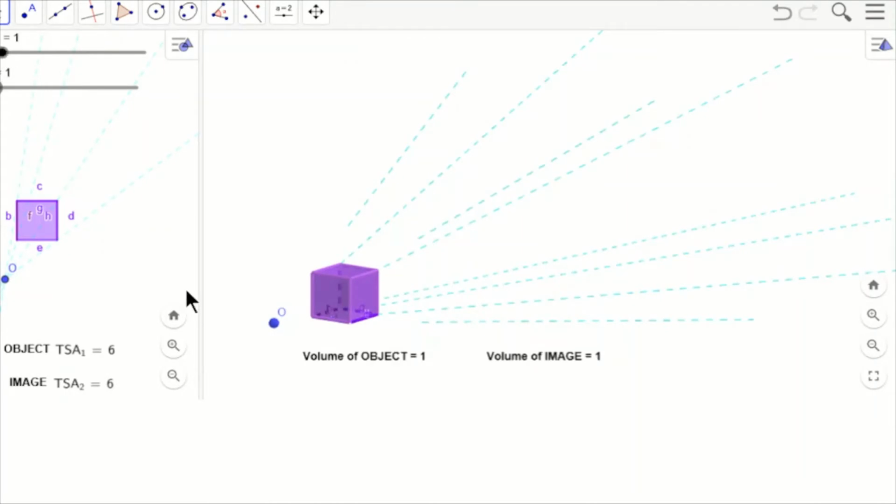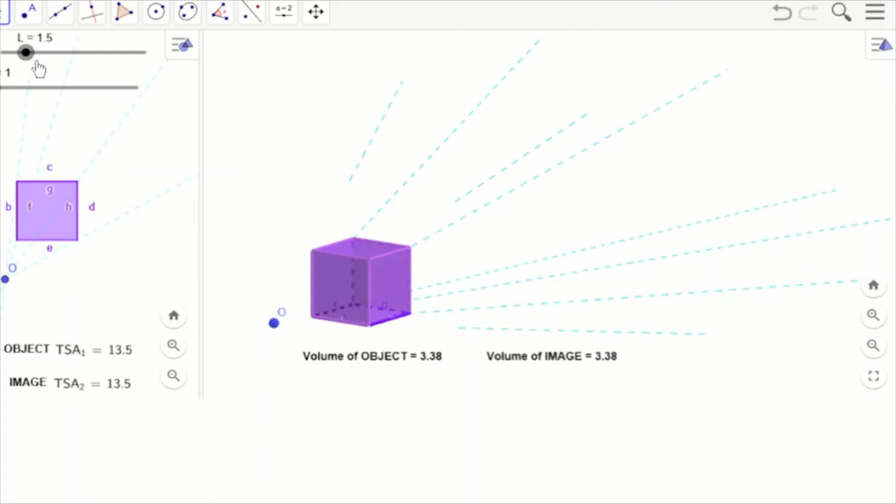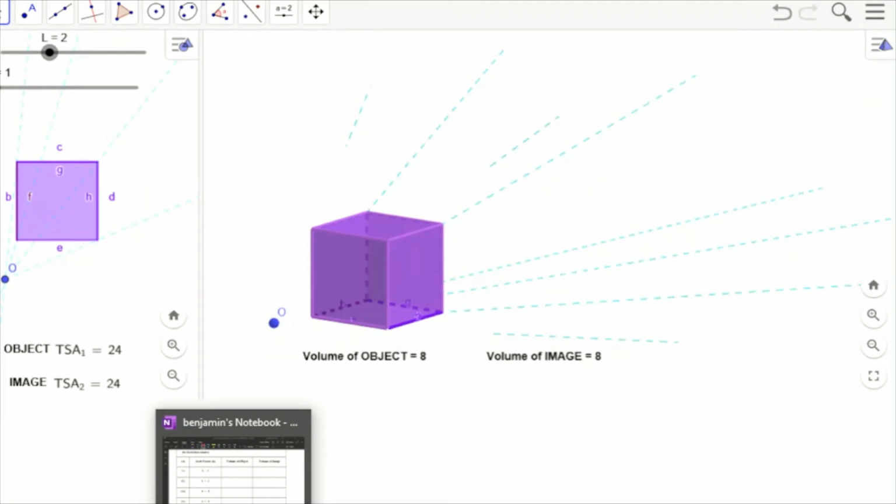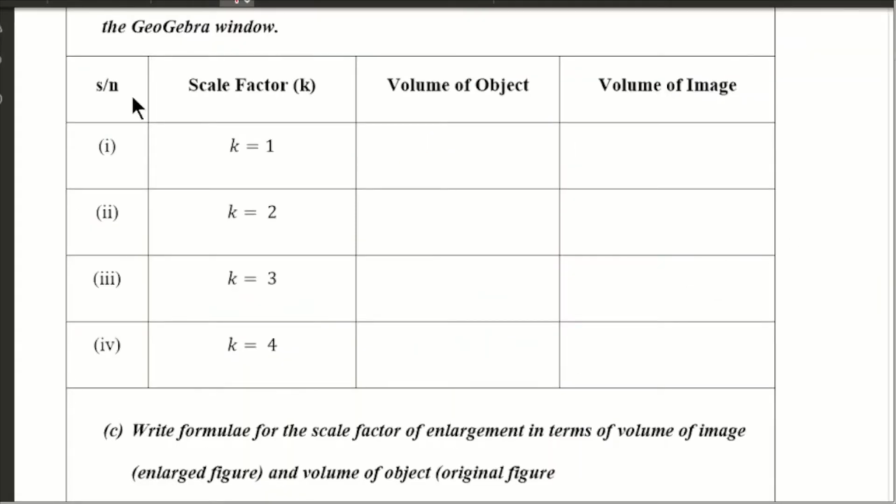And in recording the length of the object, when we adjust the length, we observe that the volume is the same for that of the object and that of the image. So we can record that here. We can say that the volume of the object, assuming we are using centimeters, is 8 cubic centimeters. We have the same 8 cubic centimeters. That is when the scale factor is 1.